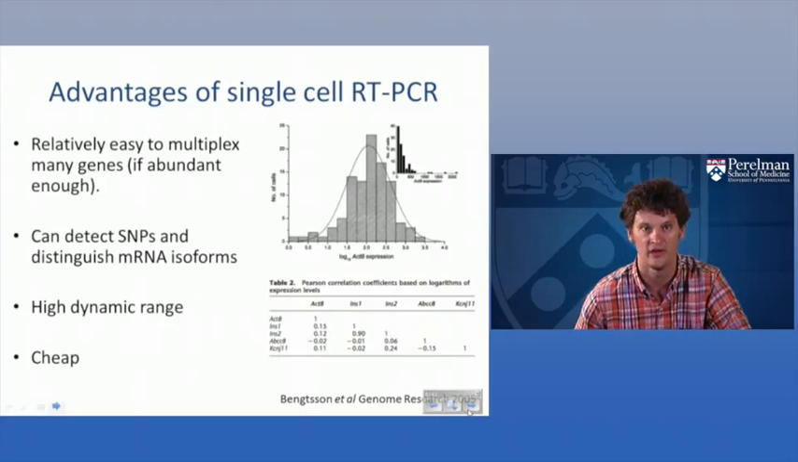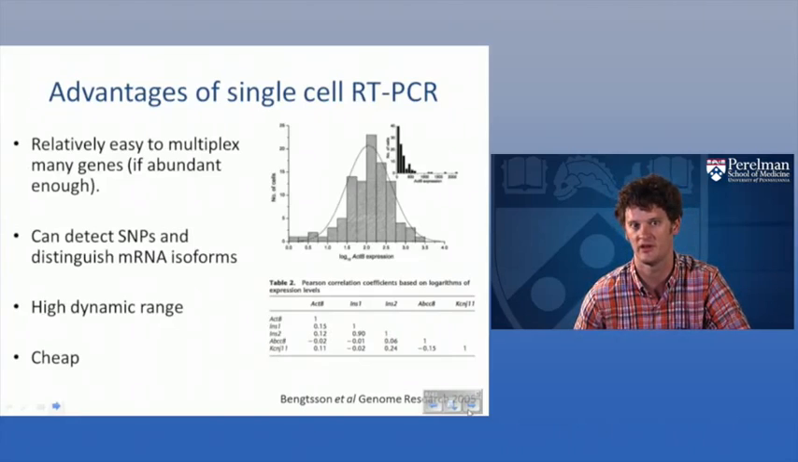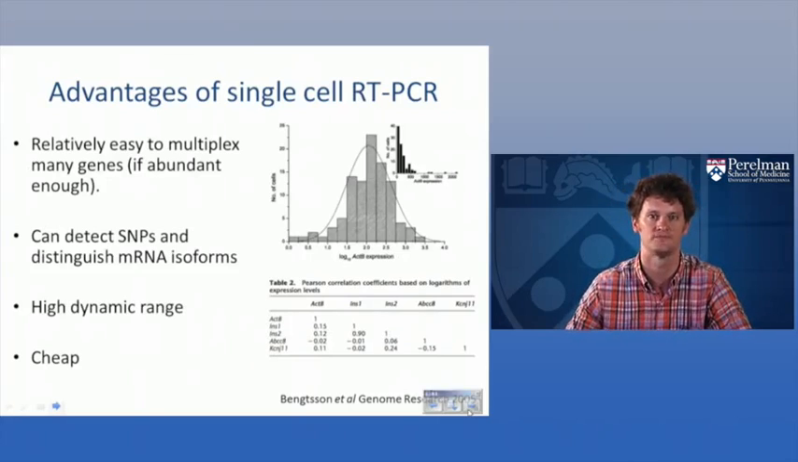And you can compare, for example, if you have a single nucleotide polymorphism in the cells that you're generating your data from, you can look at allele-specific expression. You can look at different splice forms, just by designing appropriate primers and probes. So it's a pretty powerful technique. However, it doesn't really get you down to this individual molecule counting approach.